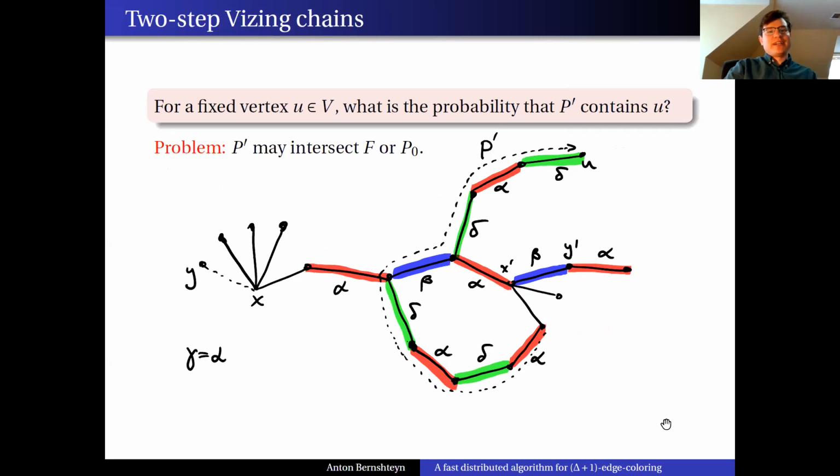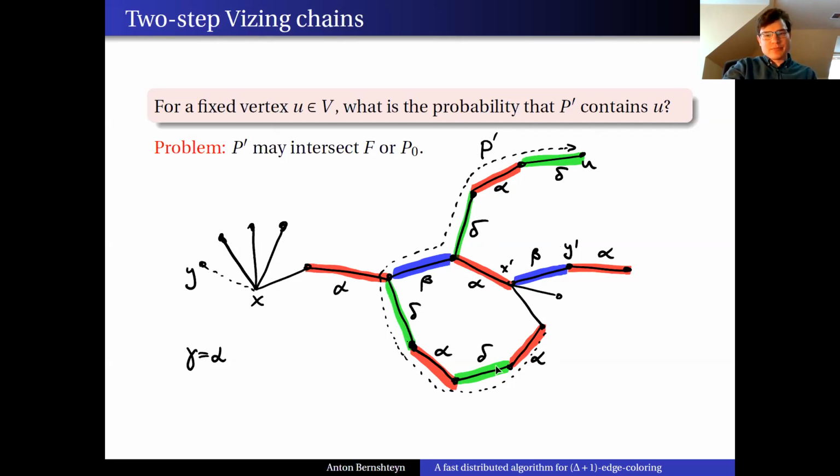The reason why it doesn't quite work is because, unfortunately, the picture doesn't have to look as nice as I drew it on those previous slides. And the problem is that P prime may intersect the fan F or this path P zero. And here's a picture of P prime intersecting P zero. So here's my first fan. Here's this path. I'm truncating it here. So this is X prime, Y prime. Here's a new fan. And this is my path P prime going along this way.